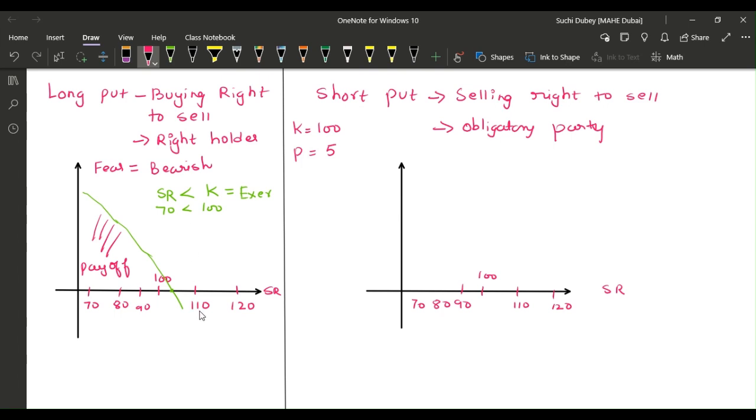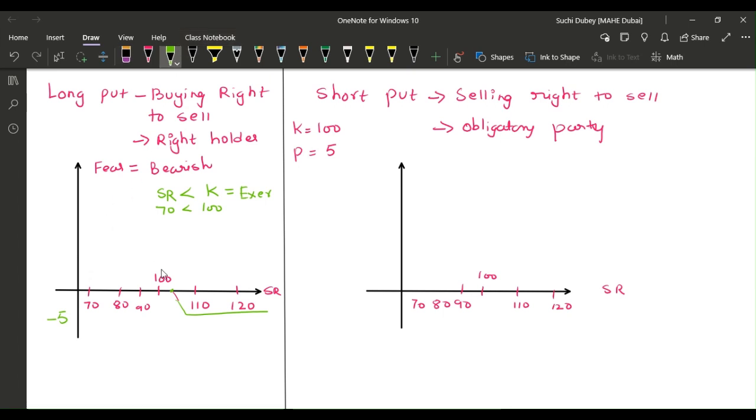Now think about it: the spot rate became 110, the spot rate became 120. What will happen? This will not be exercised. And if this will not be exercised, I will only lose 5, which is my premium, and that is the reason we say that it's very covered. My maximum loss, by saying that I do not want to exercise the contract because the spot rate is 110 or 120, is 5 only. So I'm writing it as minus 5. This is the kind of diagram. I'll just erase this line and try to make it a clear line.